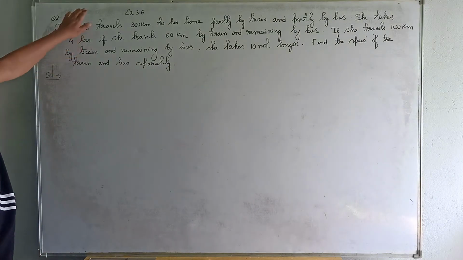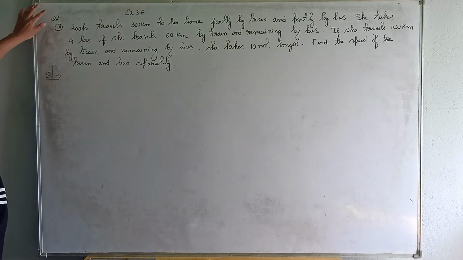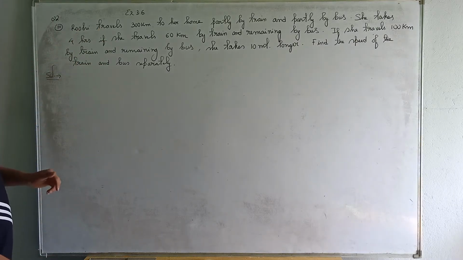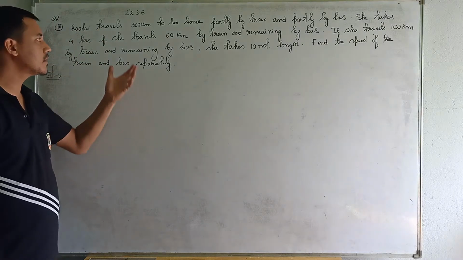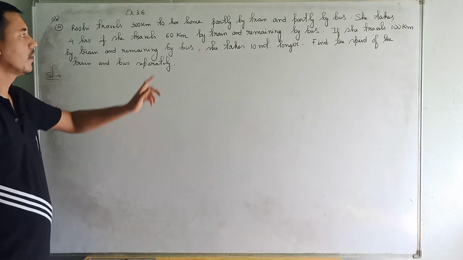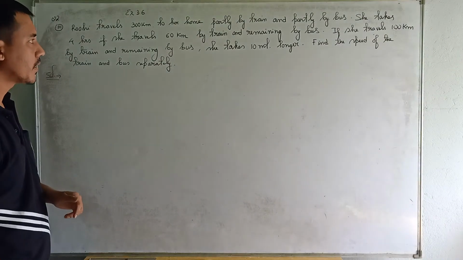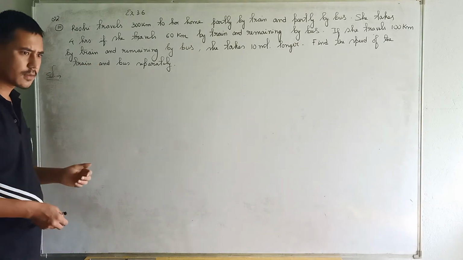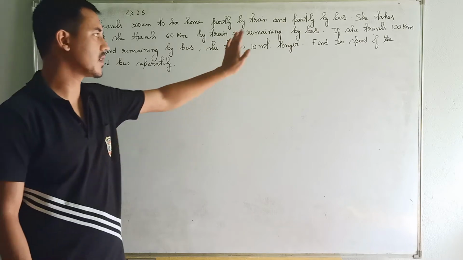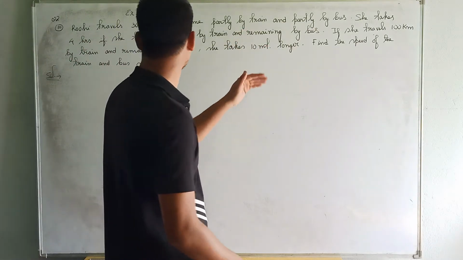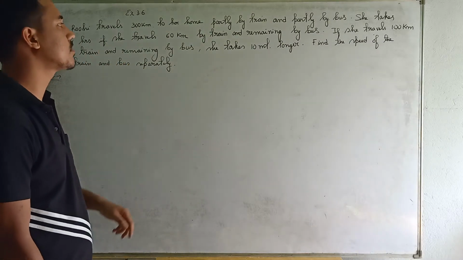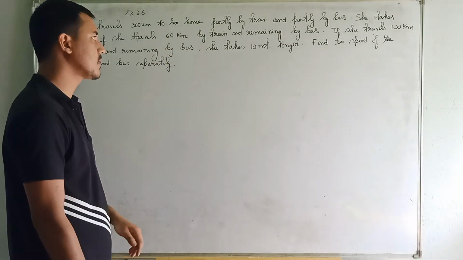So here in this video I'm going to teach you exercise 3.6, question number 2, Roman 3. Rohi travels 300 kilometers to her home, partly by train and partly by bus. That means some distances she covered by train, whereas some distances she covered by bus. She takes 4 hours if she travels 60 kilometers by train and the remaining by bus.